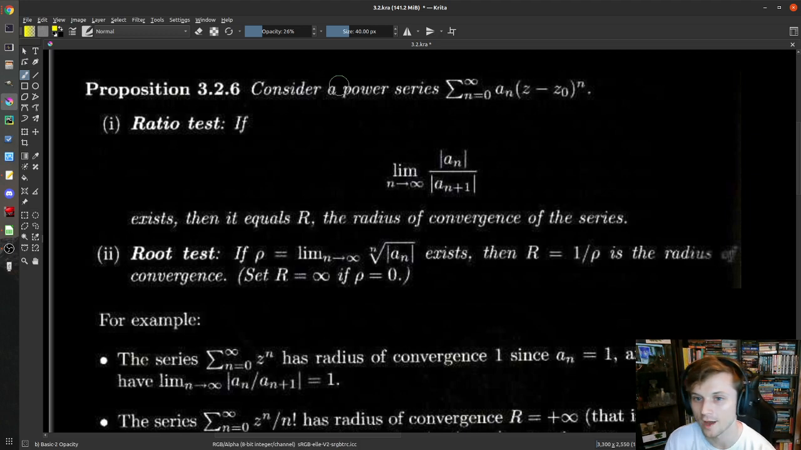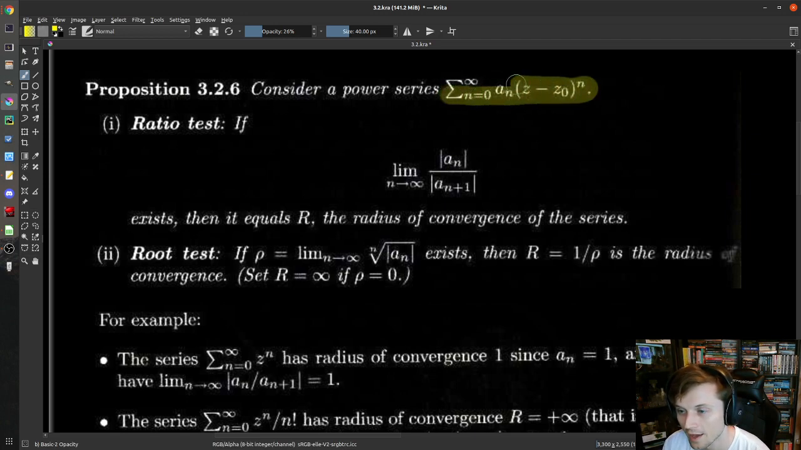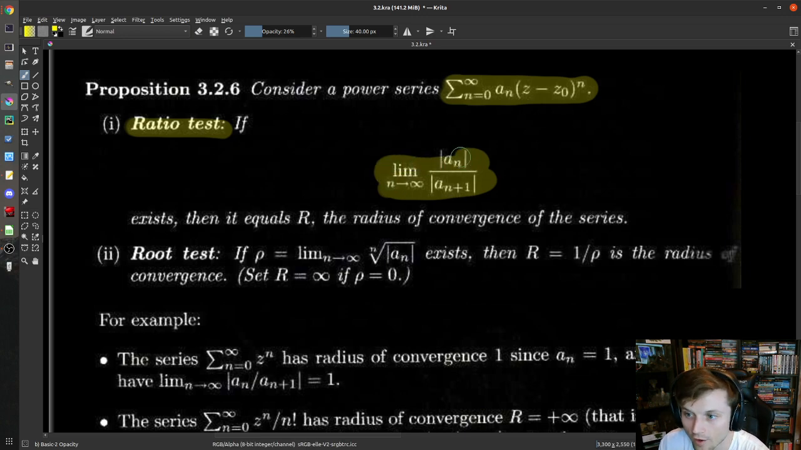So started out today with proposition 3.2.6. We will consider a power series of our usual form, the sum from n equals 0 to infinity of a sub n times the quantity z minus z naught to the n. Now, starting with a regular old power series, we have the two following good old tests that you all know and love that we can still use. One, the ratio test. If the limit, as n goes to infinity, of the ratio of successive terms in the series exists, then it equals r, the radius of convergence of the series.